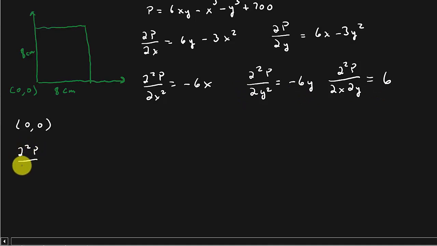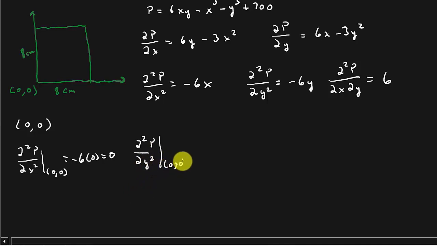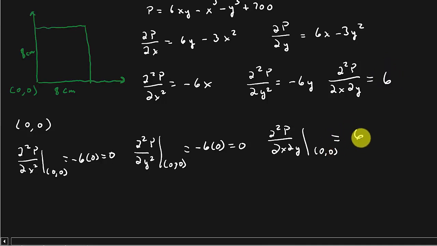So the second partial of P with respect to X evaluated at 0, 0 is equal to negative 6 times 0, which is 0. And then the second partial of P with respect to Y evaluated at 0, 0 is equal to negative 6 times 0, which is 0. For this one, I took the 0 and plugged it in for x, and for this one, I took this 0 and plugged it in for y. And then the second partial of P with respect to x, and then with respect to y, evaluated at 0, 0 has no variable there. We know it's always going to be 6.